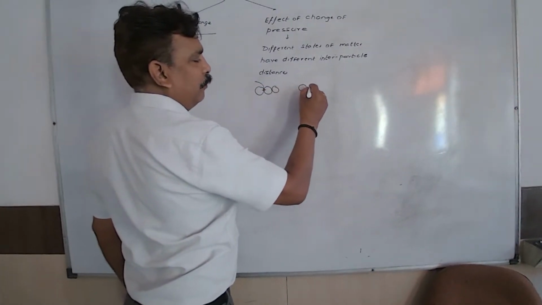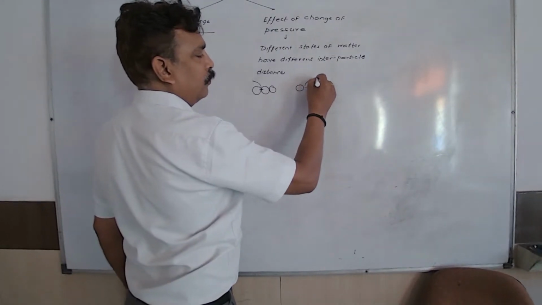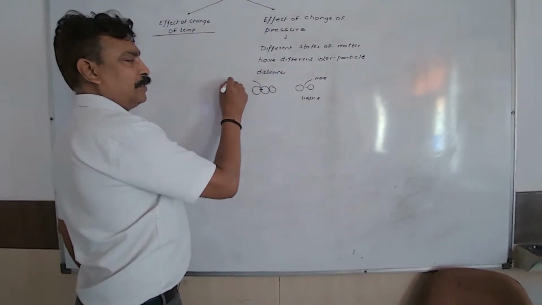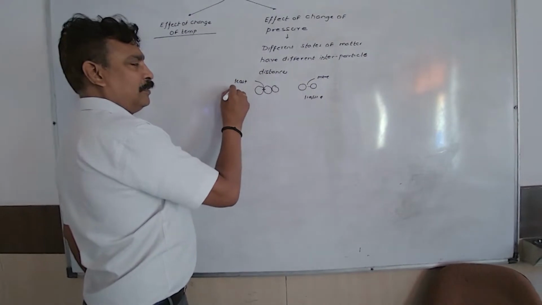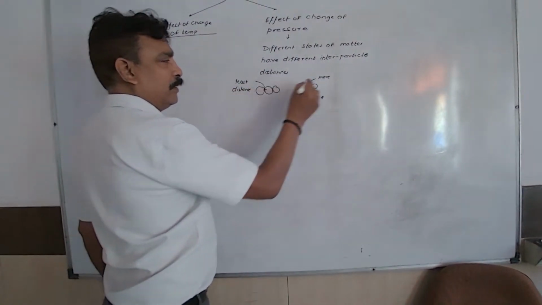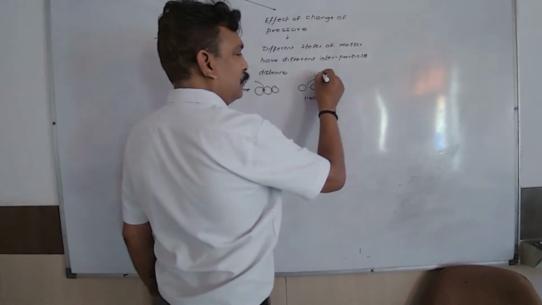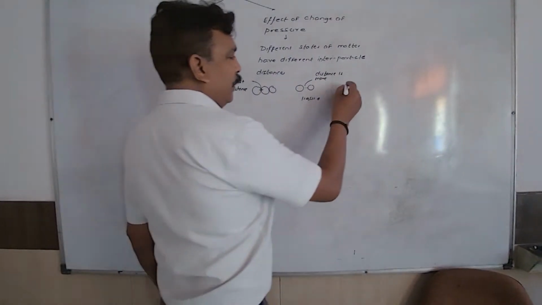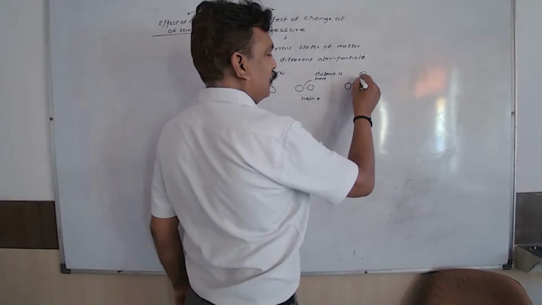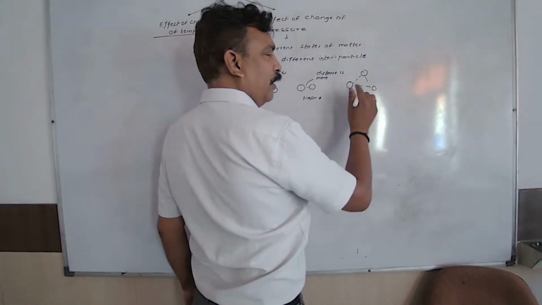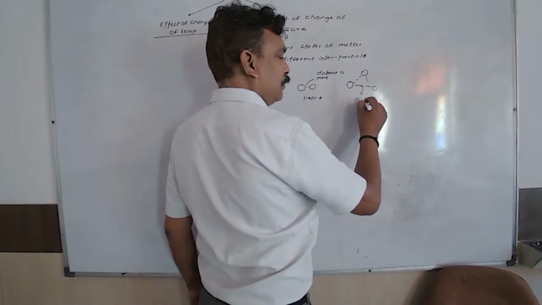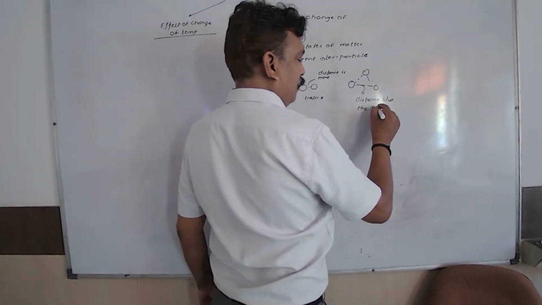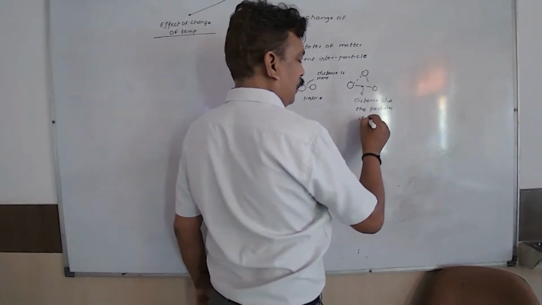Whereas in the case of liquid, a little more distance is there. It is loosely bound, yes or no? In the case of solid, the distance is least. In the case of liquid, the distance is comparatively more. In the case of gas, the distance is very much comparatively high. So here the distance between the particles is highest.